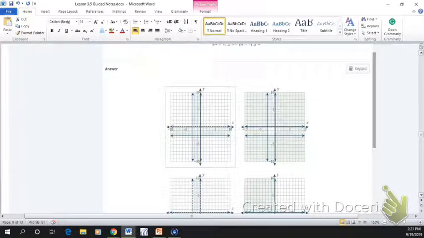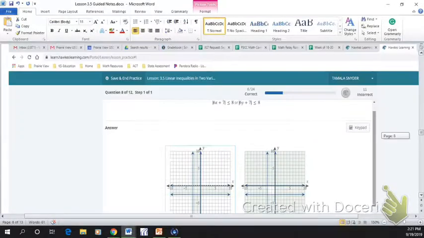Okay, so they're both going to be solid. So go ahead and mark out half of them. Everything is solid, so go ahead and mark out anything with a dotted line.